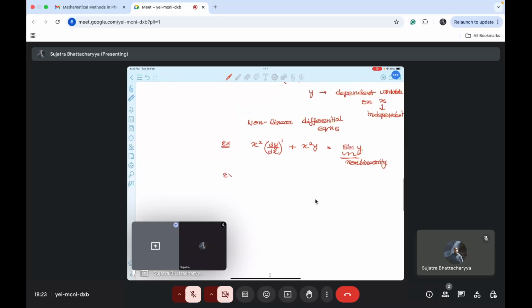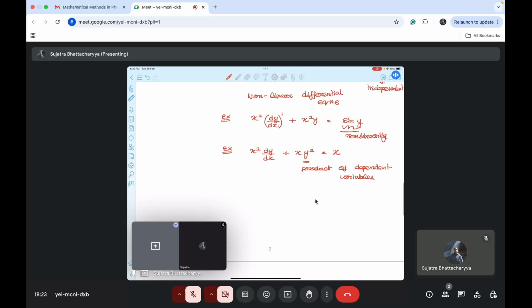Second, let's take an example: x square dy by dx plus x y square is equal to x. Everywhere it is fine. Degree is 1, no problem, but there is a product of the dependent variable with itself. So the product of dependent variables can be seen. So that's why it is not linear. Okay, otherwise everything is fine.